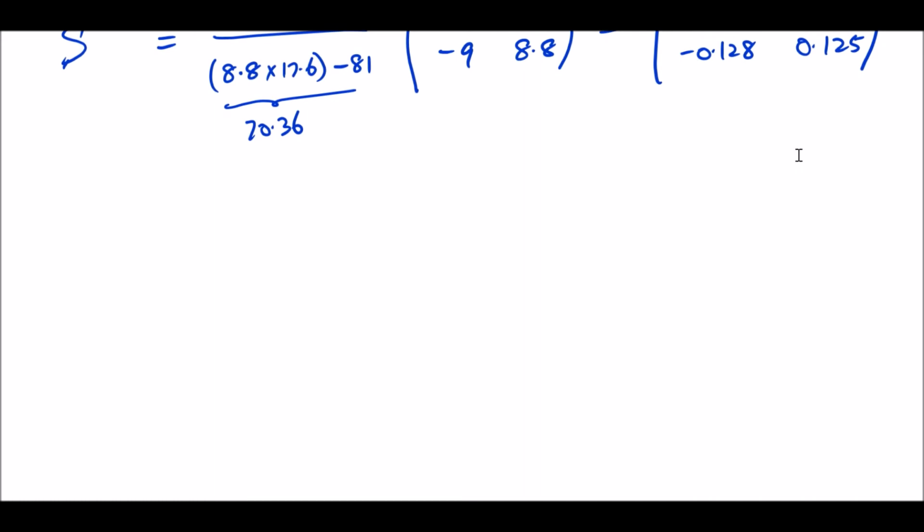Now we want to find B, which is called the between class scatter matrix.